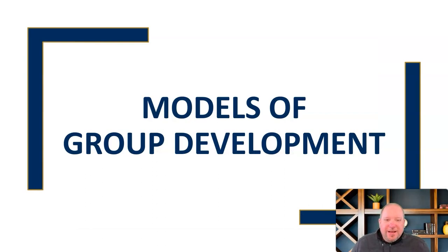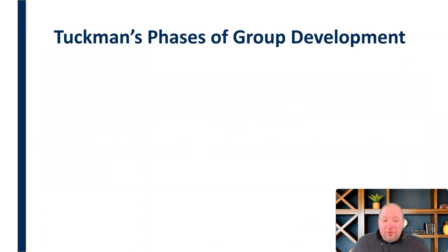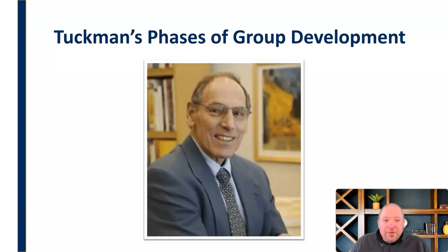Every group has its own personality, but at the same time, we can see these different stages of development and ways that groups function or fail to function well through these models and within these models. So there are a variety of different models that you can look at for group development. We're going to take a look at two of the more prominent ones in this video, starting with probably the most prominent model for group development, and that's Tuckman's phases of group development, so named because it was developed by a gentleman named Bruce Tuckman, originally published in 1965.